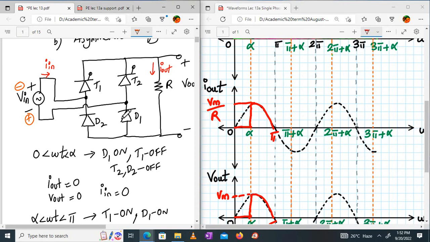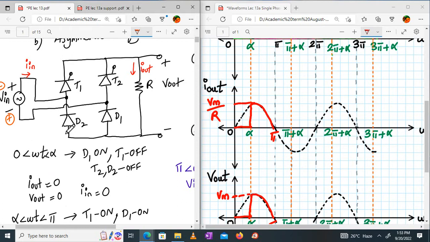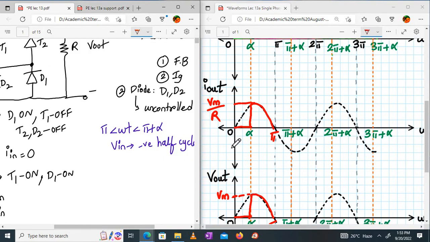Which will be on? T2 will be eligible to turn on, but it has not turned on yet. It is in forward blocking mode. So in the entire circuit from pi to pi plus alpha, which is on? T2? T2 is on. Rest everything is off.